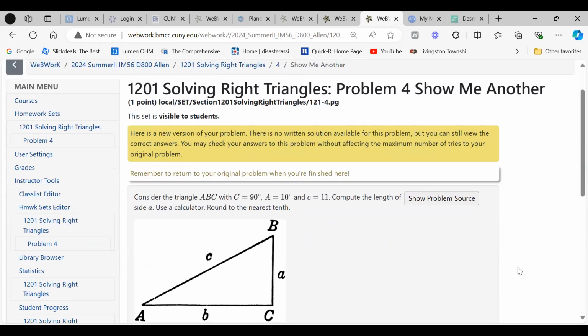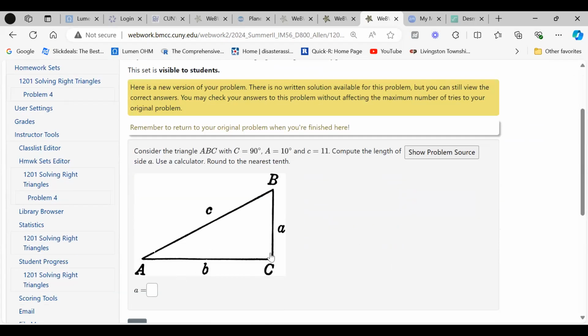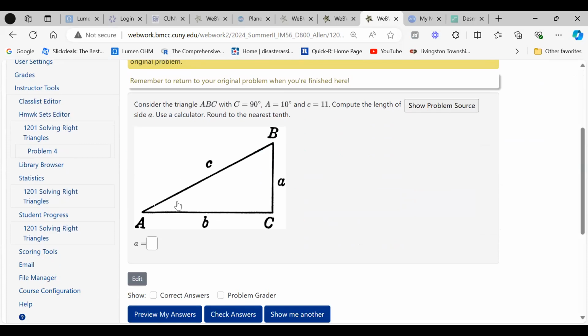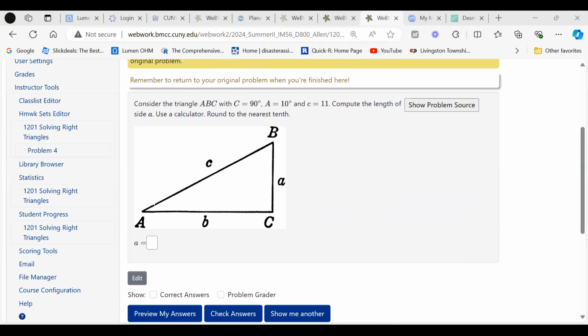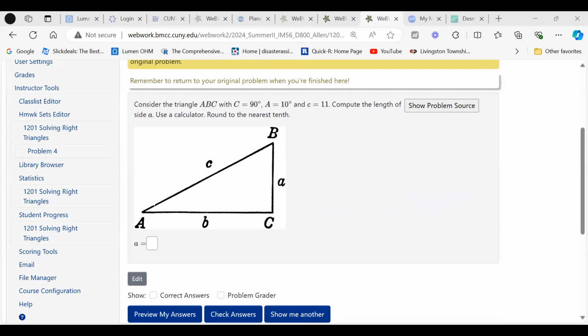So okay, we get an angle C here that is 90 degrees, and angle A here is 10 degrees. C is 11 units, and you want to find out A. Okay, so you're going to use trigonometric identities to locate A. Then we'll need a scientific calculator to tackle this problem in a second.